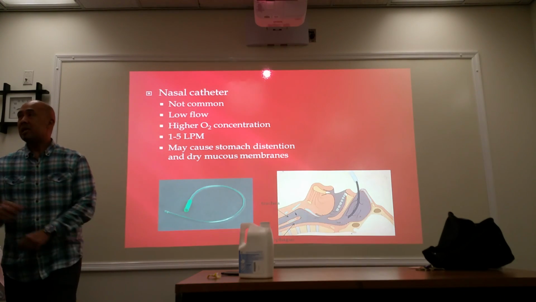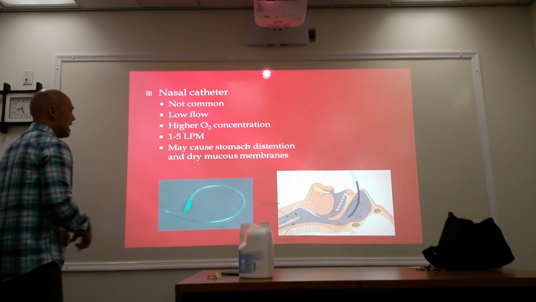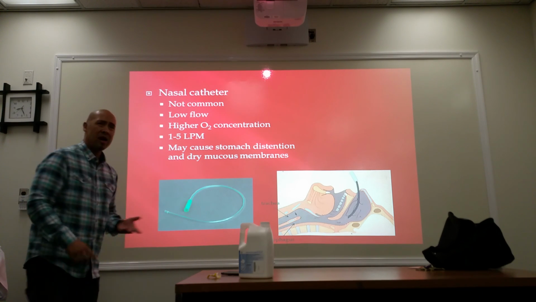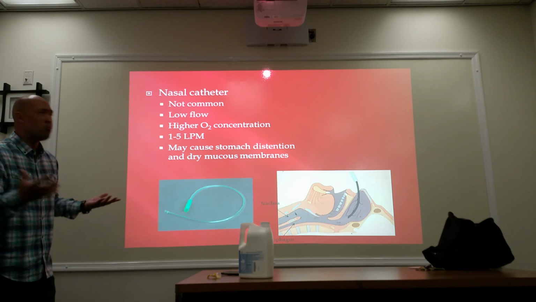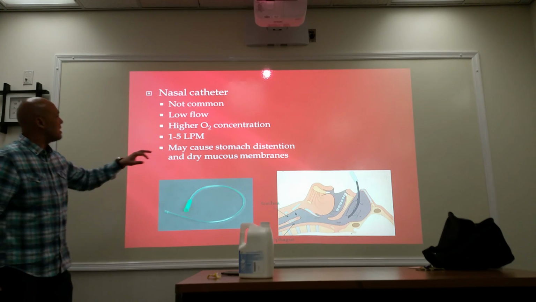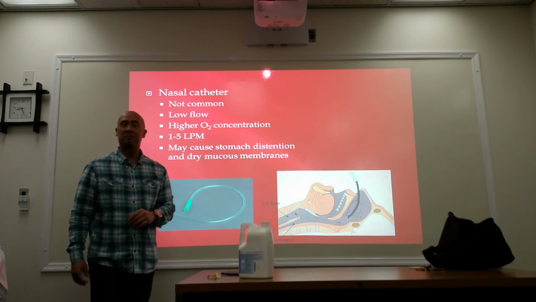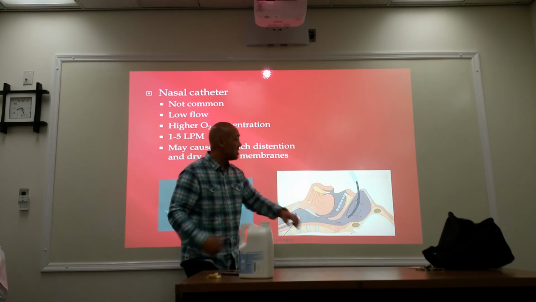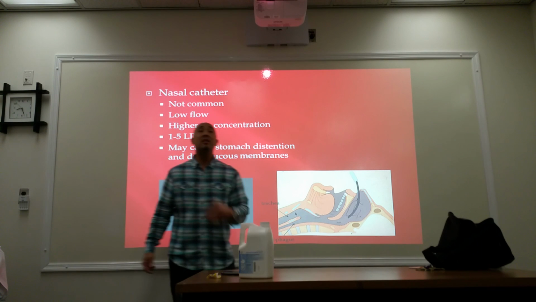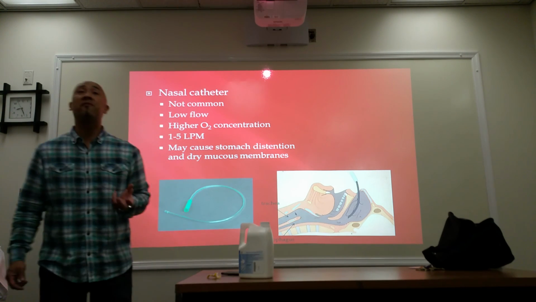Next one here is the nasal catheter. Nasal catheter, not so common, but this is also on low flow, between 1 to 4. But it says here higher O2 concentration. Why? Because the tip of the catheter is not on the outside now, it's on the inside, within the nasal cavity or the nasopharynx.